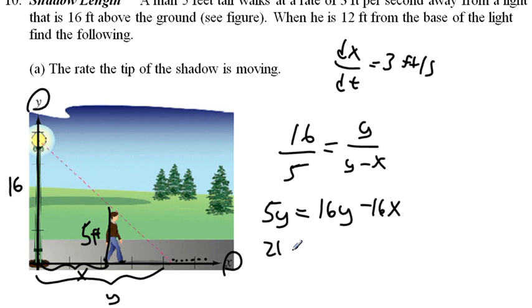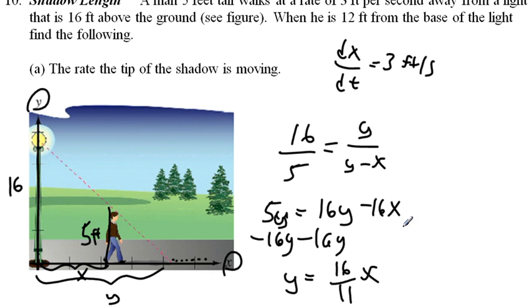Oh, no, wait a minute. I want to solve for y. I'm sorry here. I want to solve for y. Try that again. Okay, so we have 5y equals 16y minus 16x. So if I subtract 16y from both sides, and then divide, I'm going to get y equals 16 over 11 x. Okay, and this is powerful. So this is telling us that the position of the tip of the shadow is 16 over 11 times x.